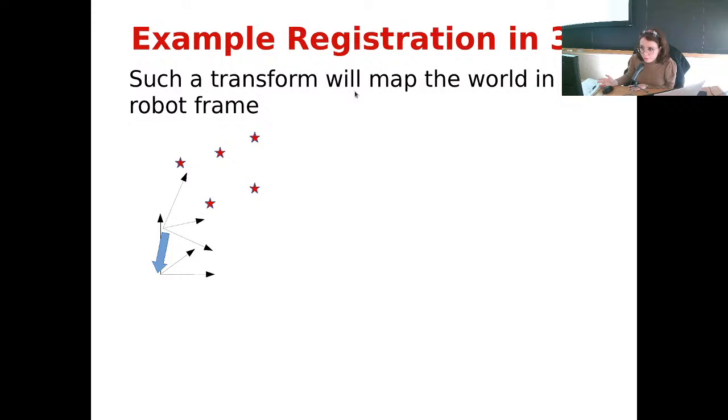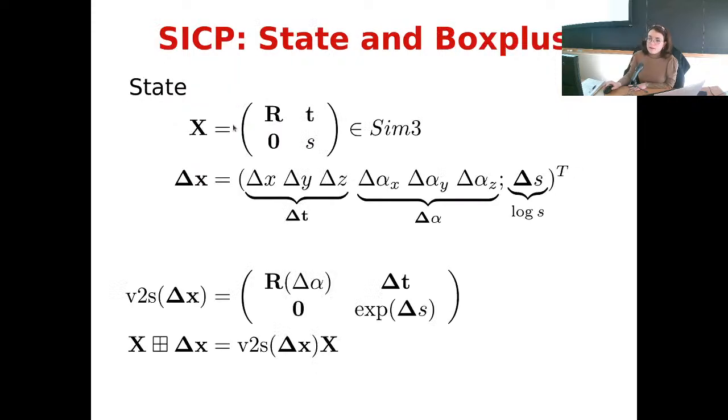So, the transform we're looking for will map the world frame to the robot frame, and in this case, we will be considering not only a rigid transformation, but also scaling. So, if we assume that points in the world frame can be mapped to points in the robot frame through both a transformation of a rotation matrix R and a translation vector T and a scaling, then SE3 is no longer sufficient to represent our state. We need a different group. We need a group which is able to represent the scaling as well.